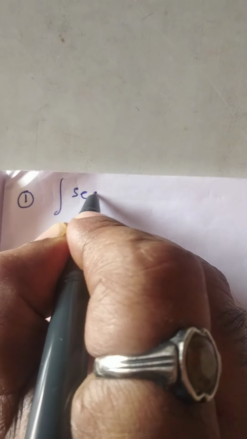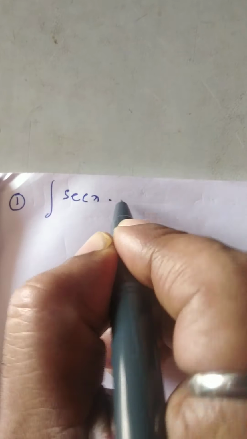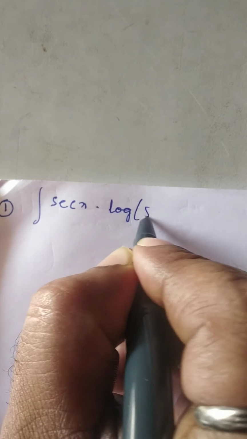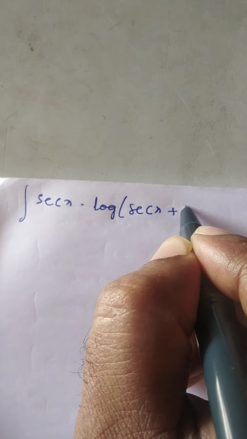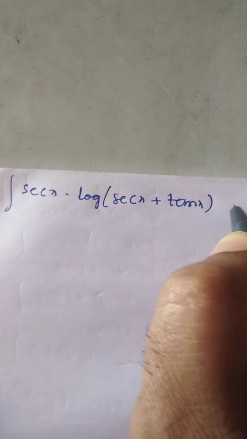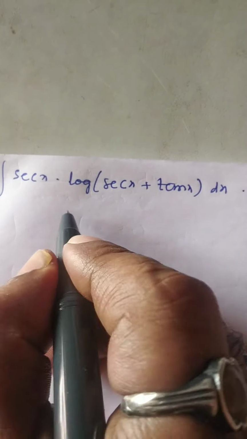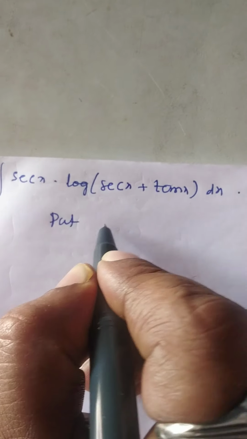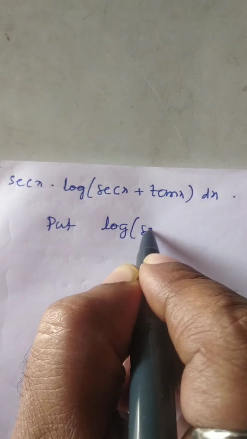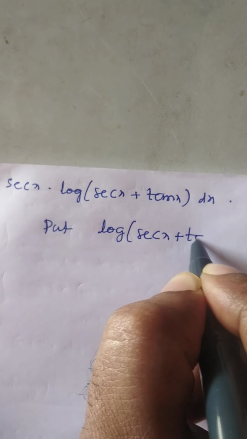Okay students, next some more examples we'll see. So in that, integration of secant x into log of secant x plus tan x. So in this, simply assume that put log of secant x plus tan x is equal to t.